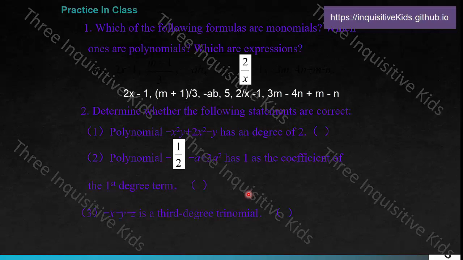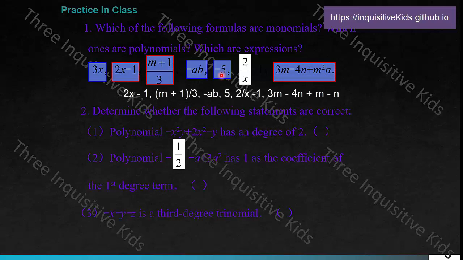So the first one, it's asking for us to identify which ones are monomials and which ones are polynomials. Well, monomials is just one term, but polynomials is linked together and made up of several terms. So 3x, negative ab, and negative 5 are monomials, while 2x minus 1, m plus 1 divided by 3, and 3m minus 4n plus m squared n are polynomials.